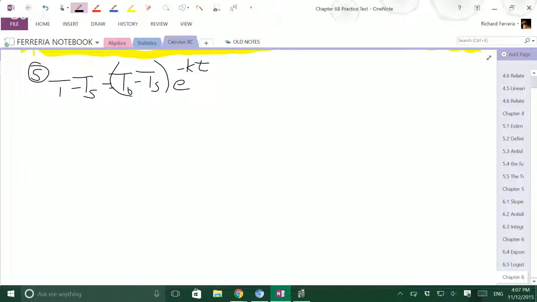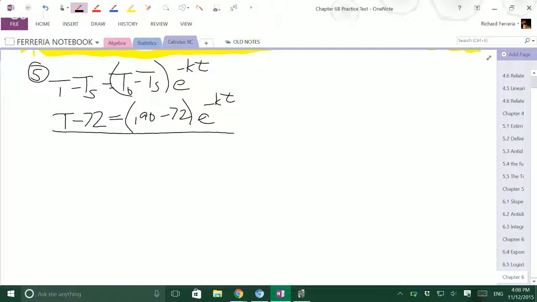Start substituting your constants. T minus TS of 72 equals T naught, which is 190, minus 72, e to the negative KT. Let's put in the next piece of information. Let's underline that for now. We know at T equals 12, we get 120.